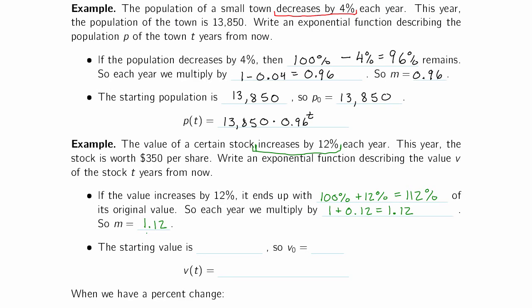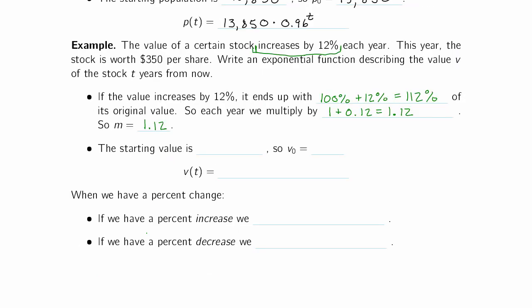We were told the value of the stock started... let's go back and find that. The value of the stock is currently $350 per share. So our V0 is 350. So that means V of t will have 350 times our multiplier, 1.12, raised to the t power.